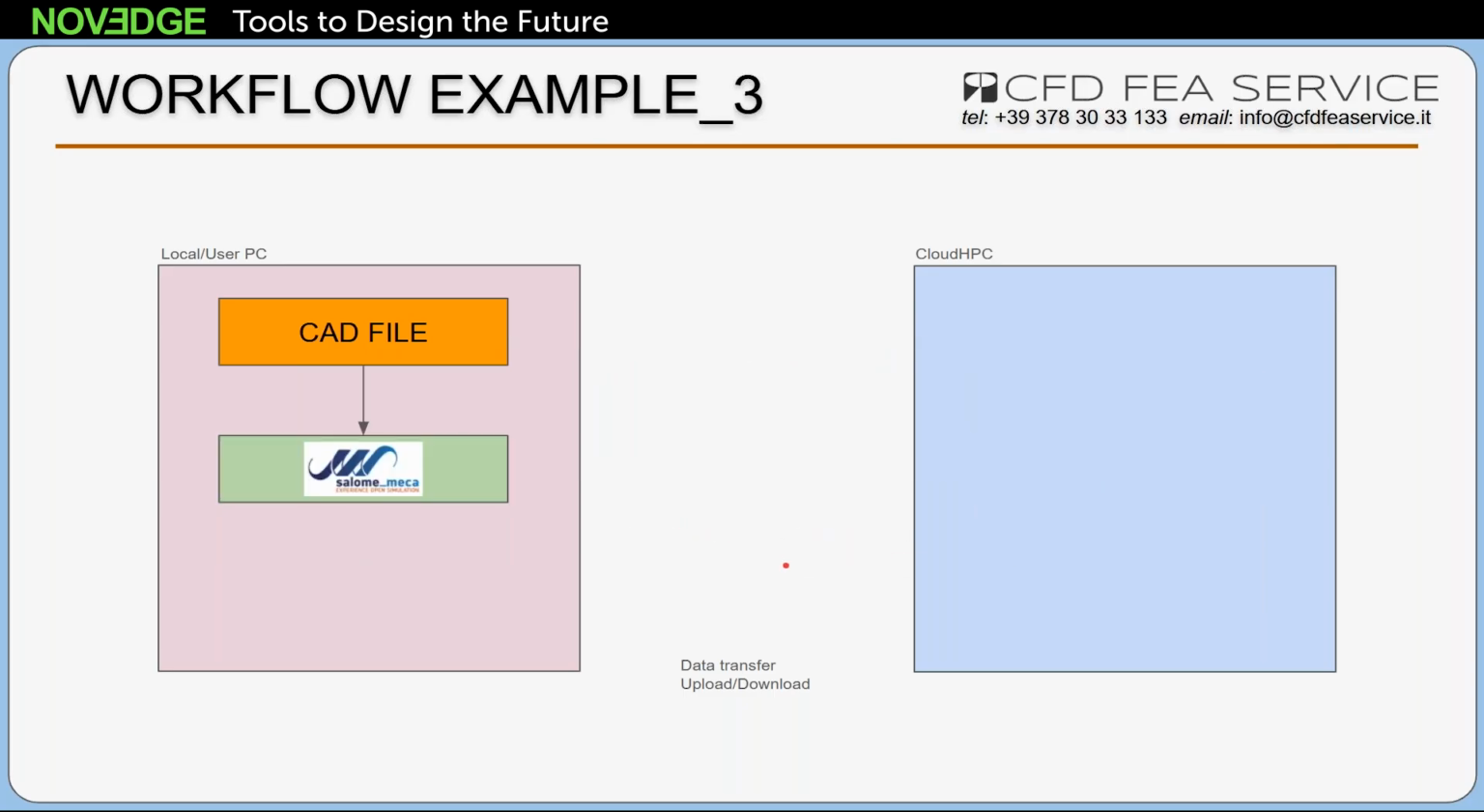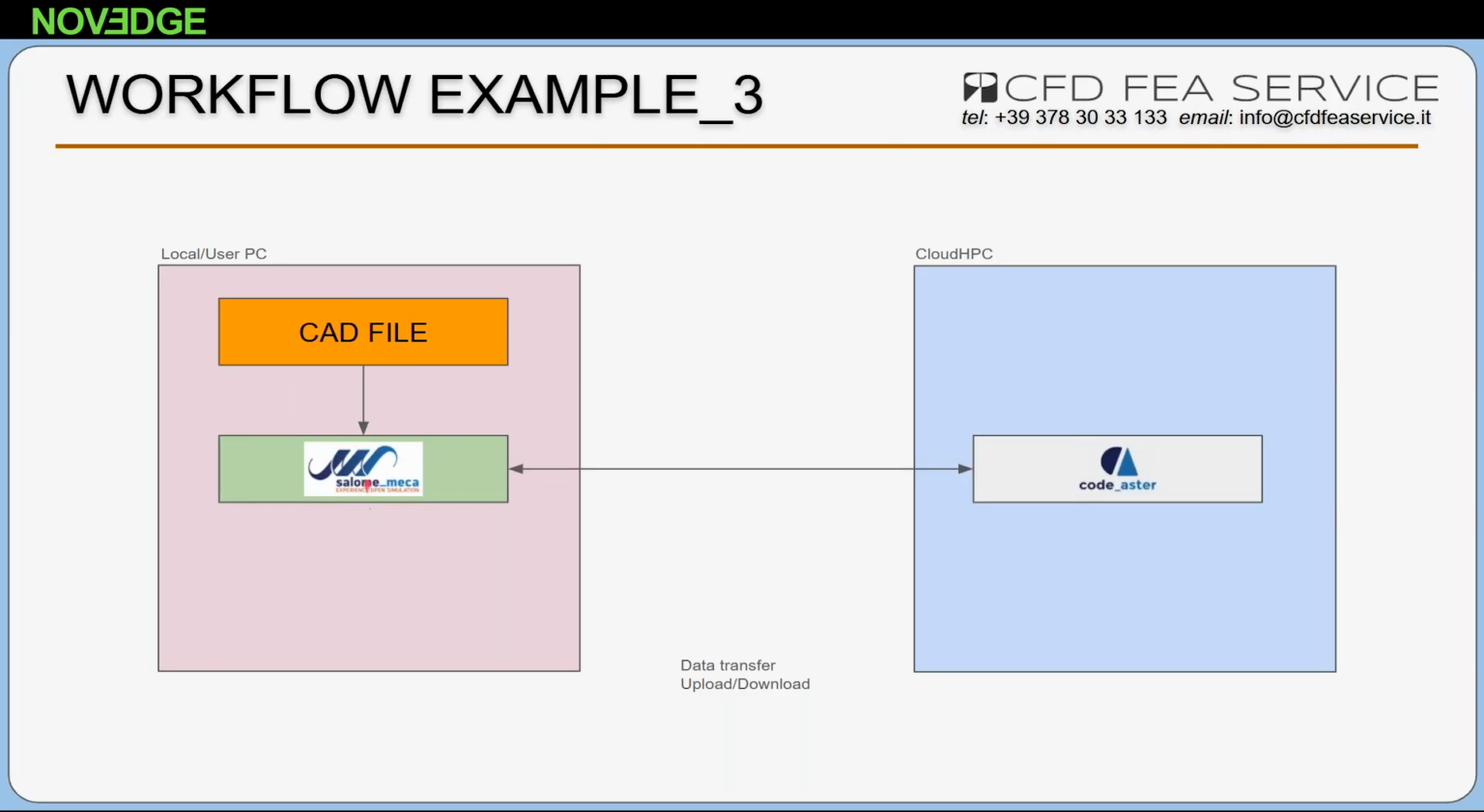A third example is this time using Salome. Basically, again, you start from a CAD file. You can open Salome. You can set up a mesh for structure analysis. Then you perform Code_Aster simulations on Cloud HPC, and then you come back with the results of the simulation into Salome Meca, and then back again to a report of the results.